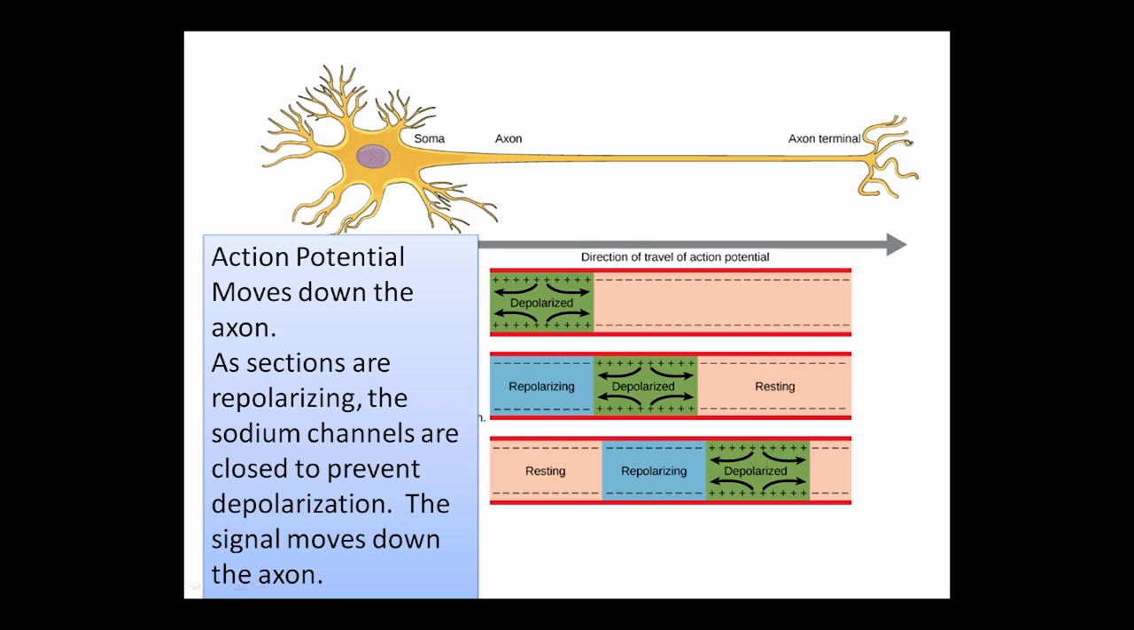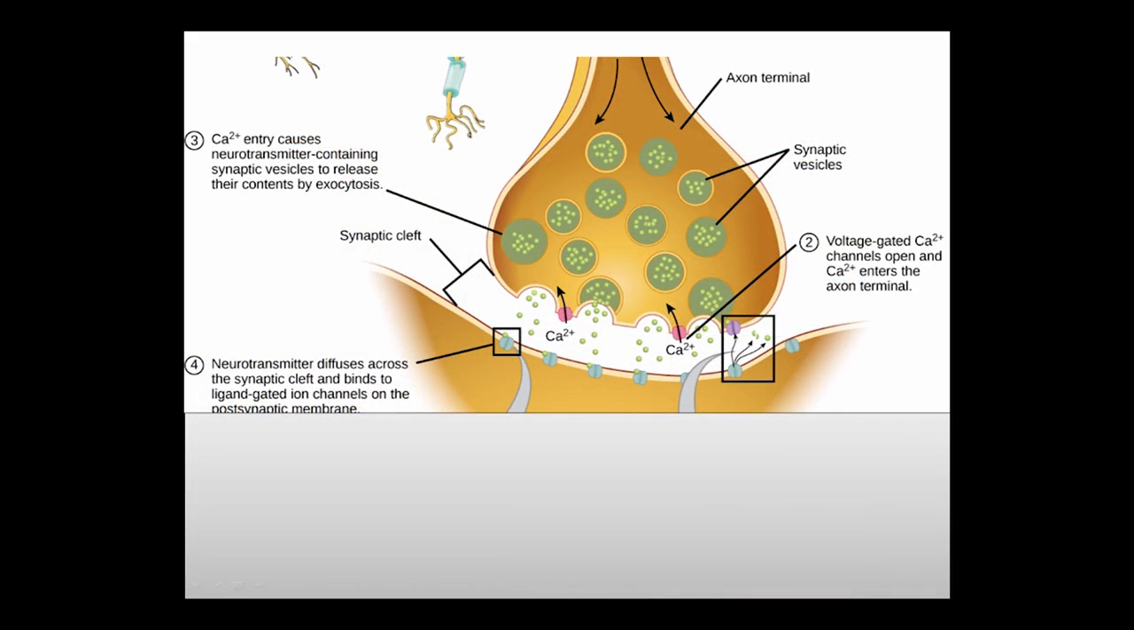And so, as sections are repolarizing, the sodium channels close to prevent depolarization. So this is going to force the signal to move down the axon to the axon terminal and the synapse. So once at the synapse, what happens?